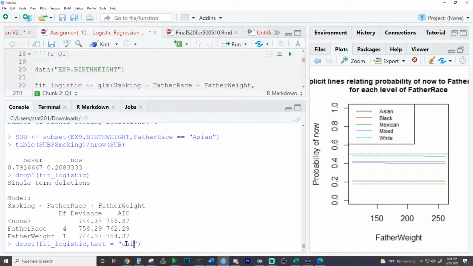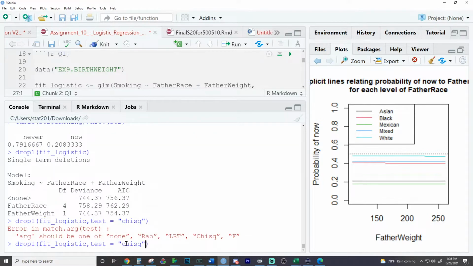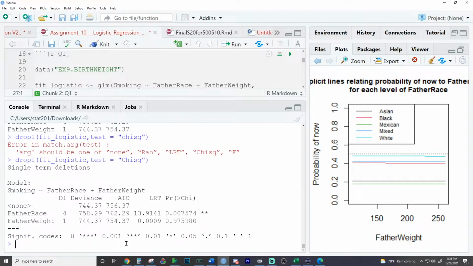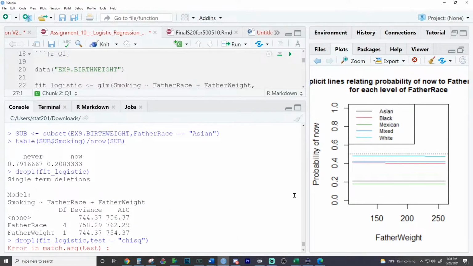Has to be in quotes. I did this wrong 2 times today. Yeah, father's race is super significant. Two fathers who are identical, different weight by 1 pound, are expected to differ, but not the expected difference in smoking. The one who weighs more is what likely.